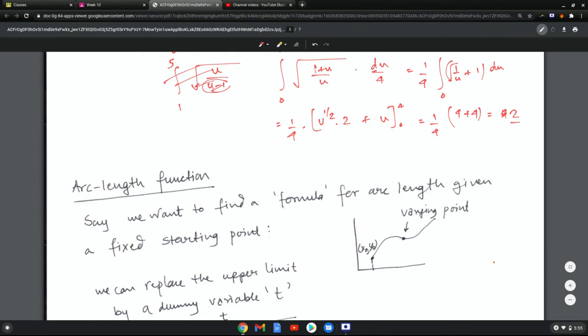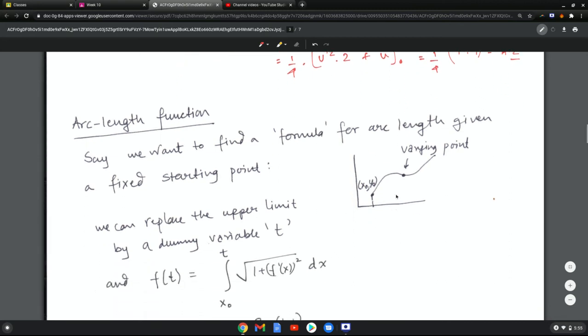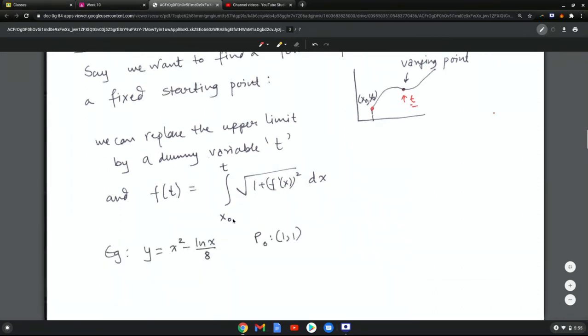Now, sometimes you may not want to find the exact length, but you want to find the arc length function, which is a formula for arc length given a fixed starting point. For example, you say, well, what is the formula for the length of this particular graph if I start from x0, y0, and I have a varying point? What we can do is use a dummy variable t, and we say f of t is the integral from x0 to t of the square root of 1 plus f prime x squared dx.